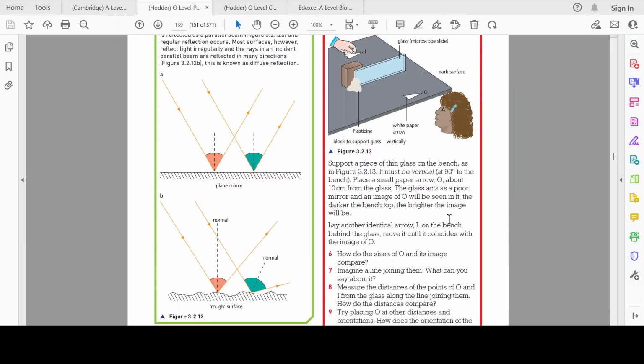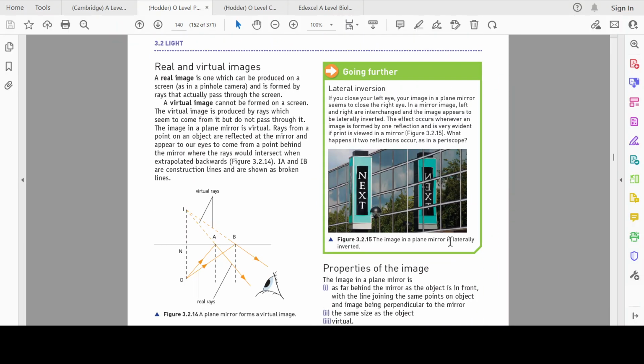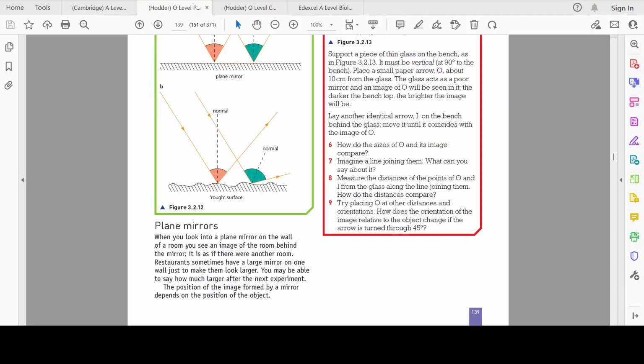I'll stop here. There's a bit about plane mirrors and images, so we'll start from there next class, and then we'll take it forward.